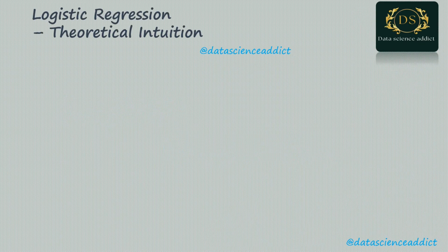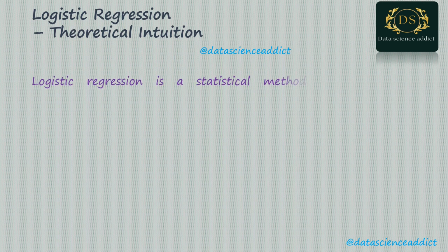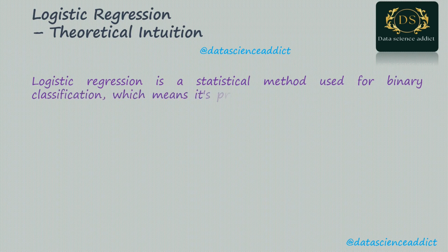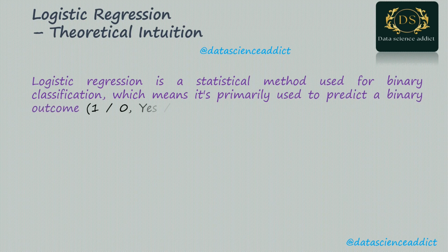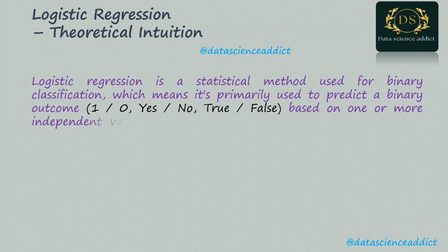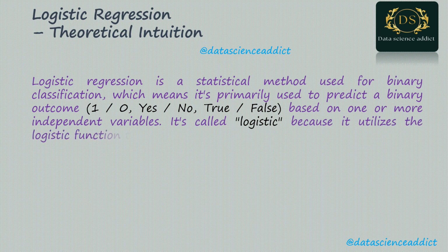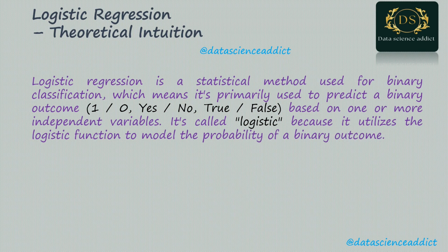Logistic regression is a statistical method that is used for binary classification. That means it's used to predict a binary outcome that may be a 1 or 0, yes or no, true or false, based on one or more independent variables. Now the question arises, why is it called logistic? It's called logistic because it utilizes the logistic function to model the probability of a binary outcome.